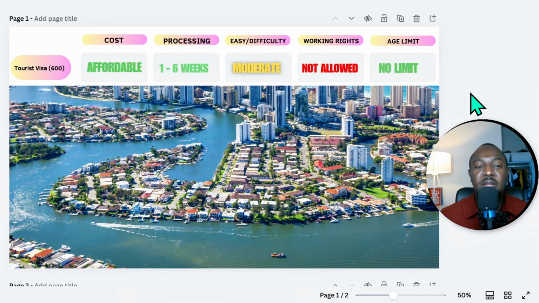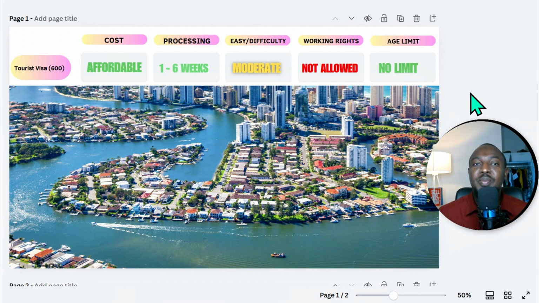When we look at the cost involved, this is the most affordable visa ever, and I'm talking about visa subclass 600. When you look at the processing time, it's within a week to a maximum of 6 weeks, depending on the stream you select when applying, and you get your visa outcome, whether a visa grant or a visa refusal. Is it easy or difficult? If you meet all the requirements, I'll say it's moderate.